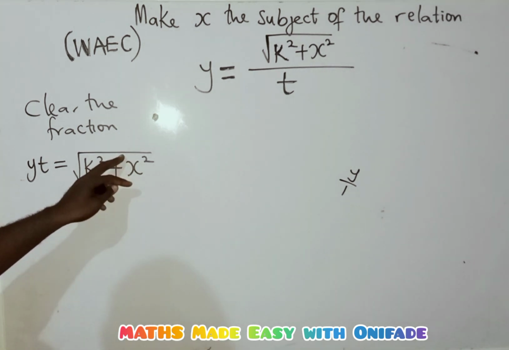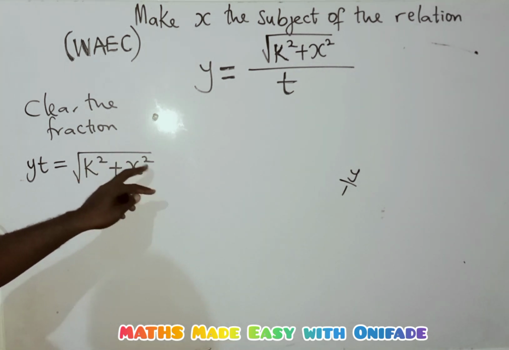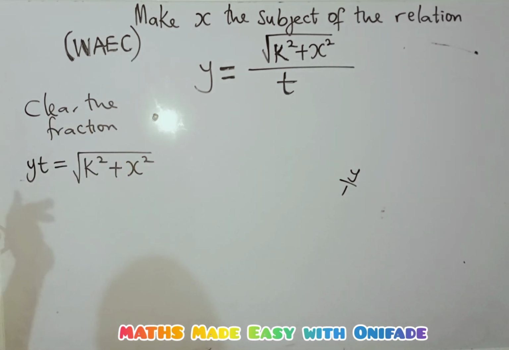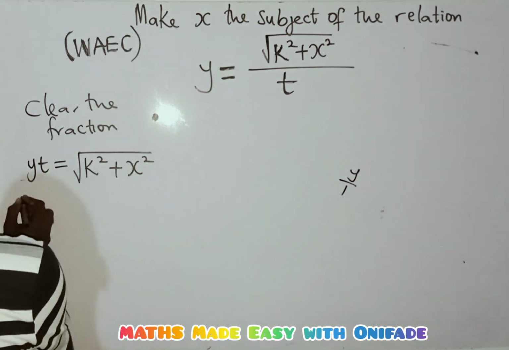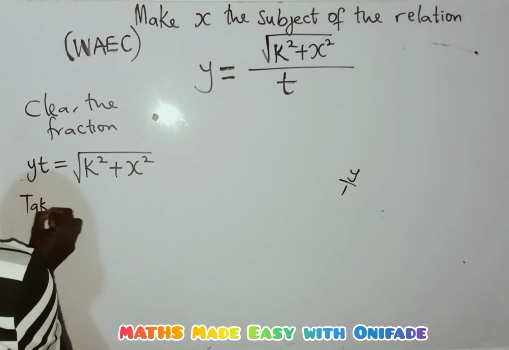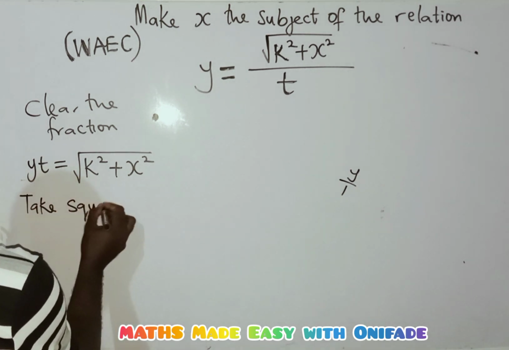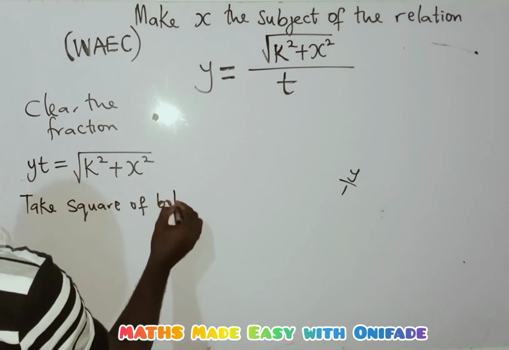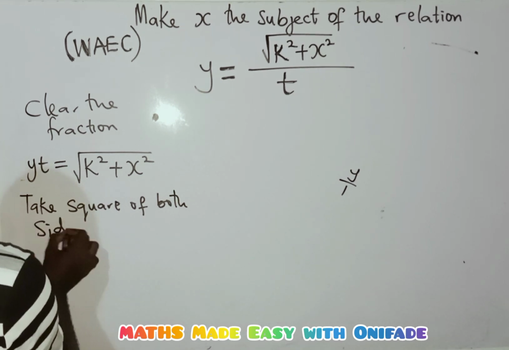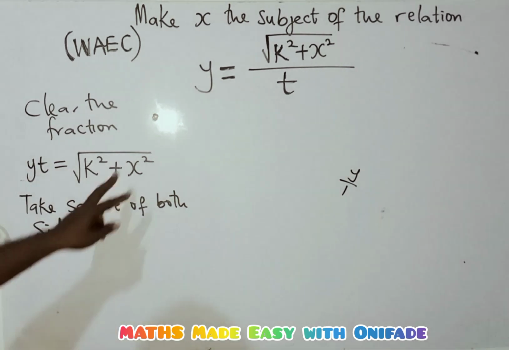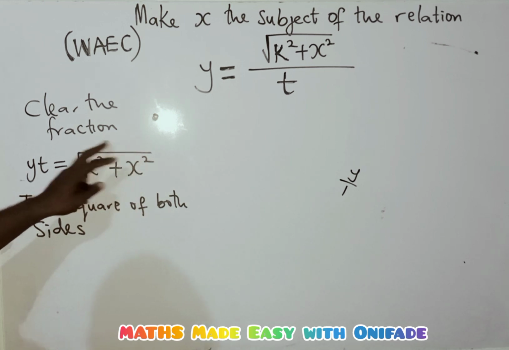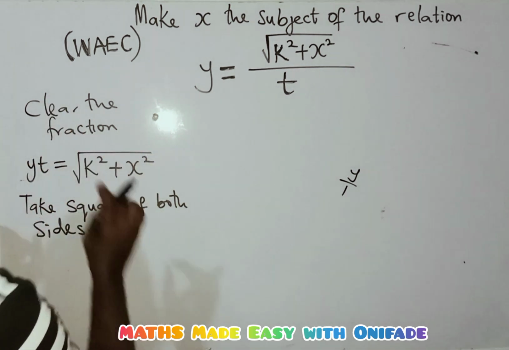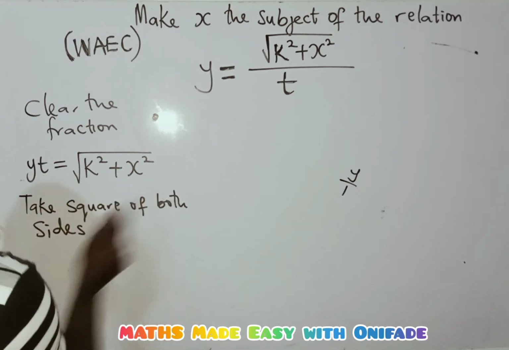So now the next thing to do, since this s squared is under roots, we have to find a way of taking out these roots. And how do we do that? We are going to take the square of both sides. Now, whenever you have a situation that involves square roots and you want to clear the square roots, what you have to do is to take the square of both sides.